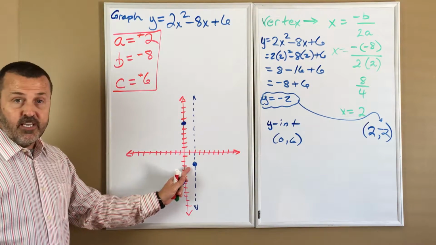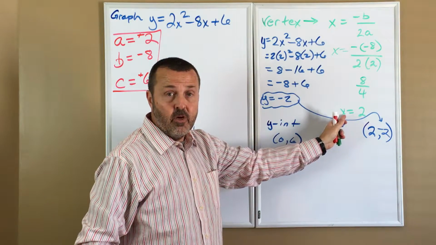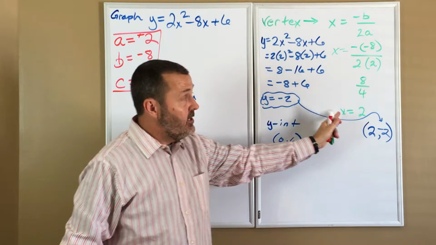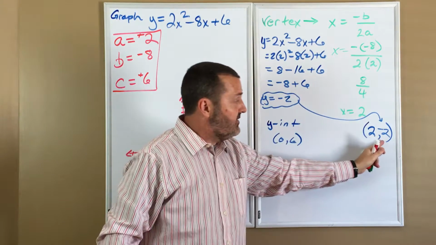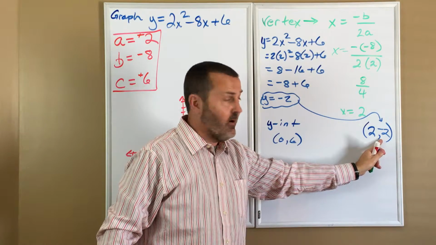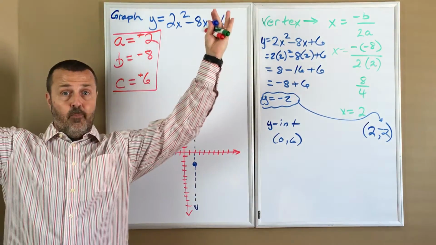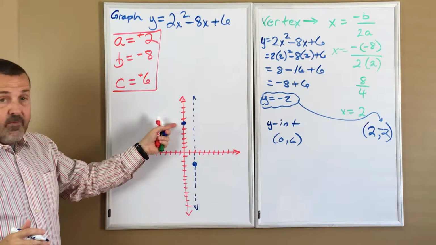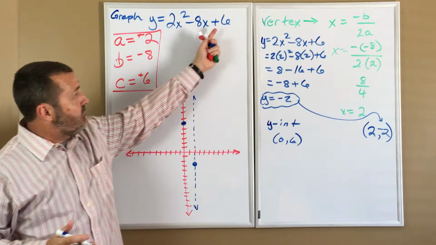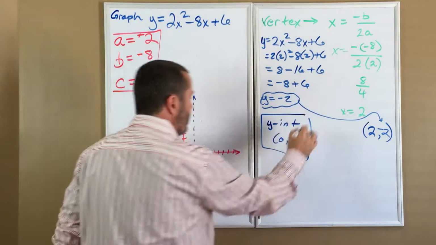So what have we done so far? We have found the vertex by finding the x part. We've used that 2 value, plugged it back into the function to find our y, which gives us the y part of the ordered pair. 2, negative 2 is my vertex. We know it's going to go upward because we've got a positive 2. We've also found the y-intercept. The y-intercept is our c value, so our y-intercept is 0, 6.